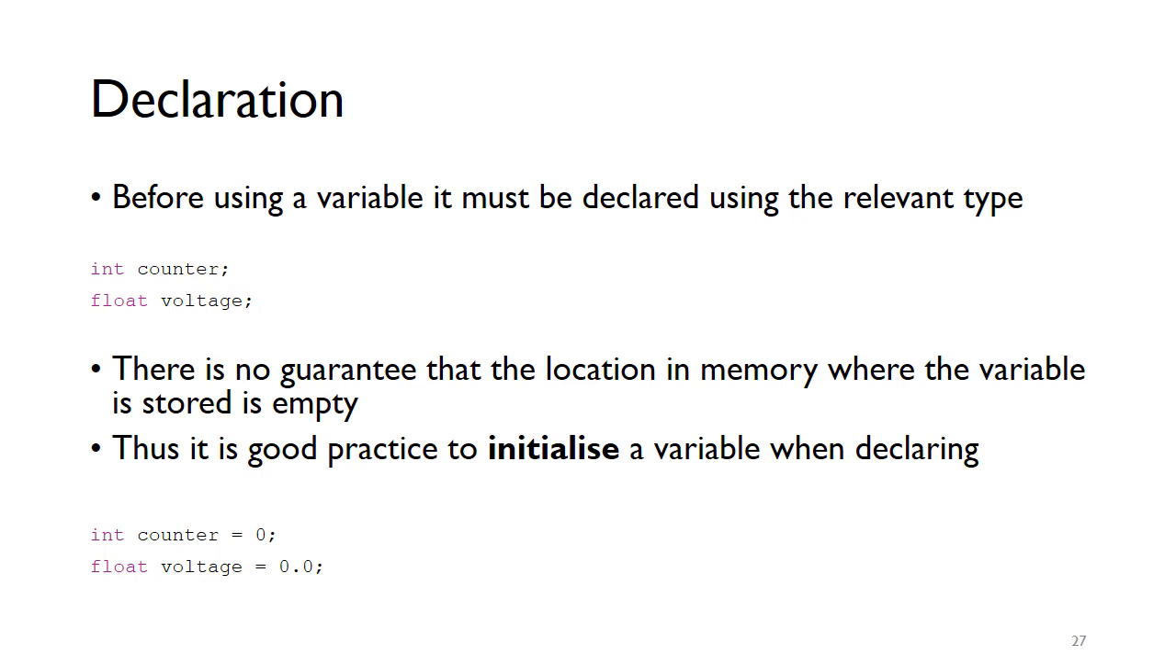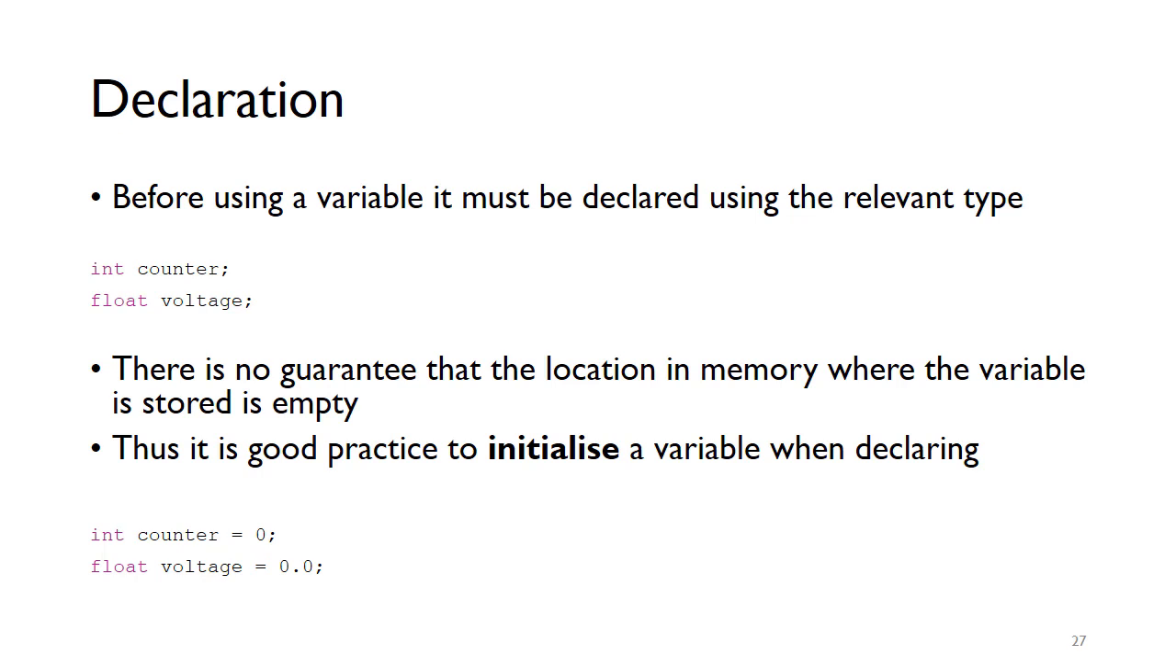When you create a variable, it reserves an area in memory, but there's no guarantee that area in memory is going to be empty. I think most compilers do zero it out, but there's no guarantee. So it's good practice just to initialize a variable when we're declaring it. When we create our variable counter, we'll give it a value 0 just to be on the safe side. It's good practice to do this.